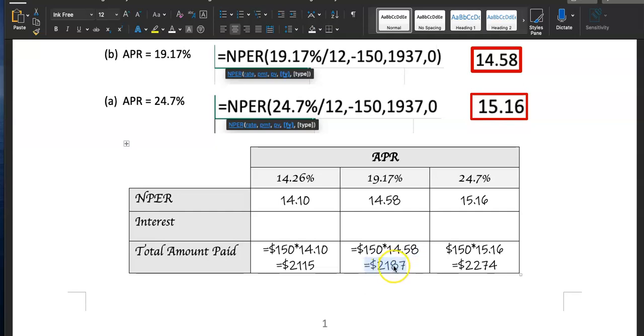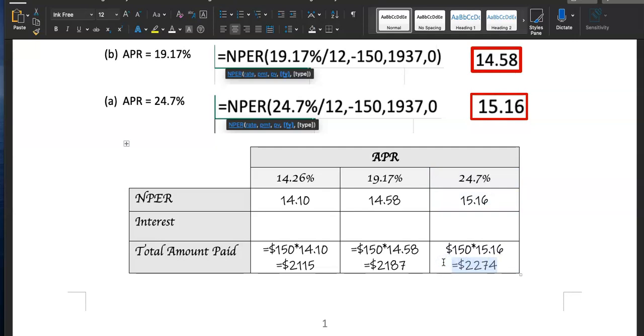You see what I'm doing though? I'm just simply multiplying 150 by the number of required payments. The last one is 150 times 15.16, and these are just the numbers that I got from the NPER function. And the last one, I ended up paying $22.74. Notice the one with the highest APR, we ended up paying the highest total amount, right?